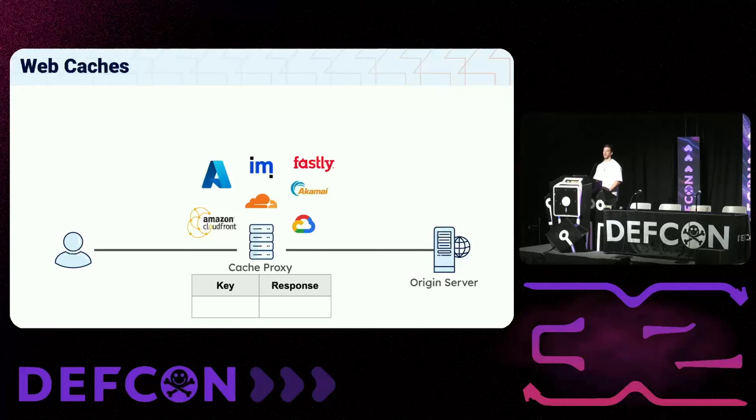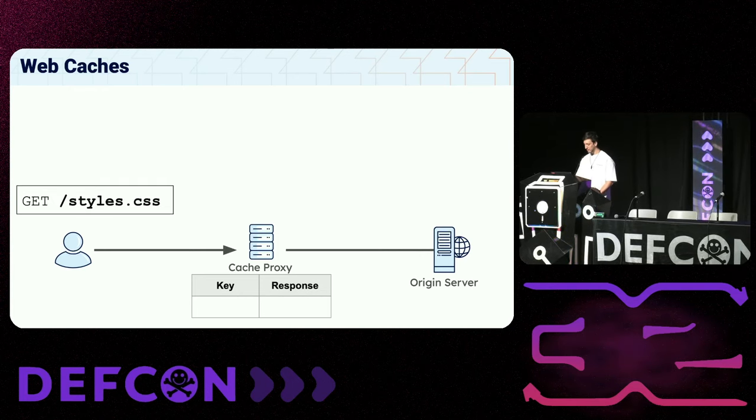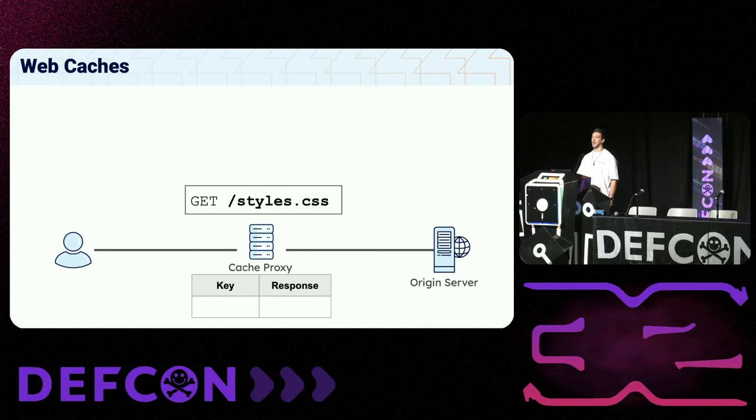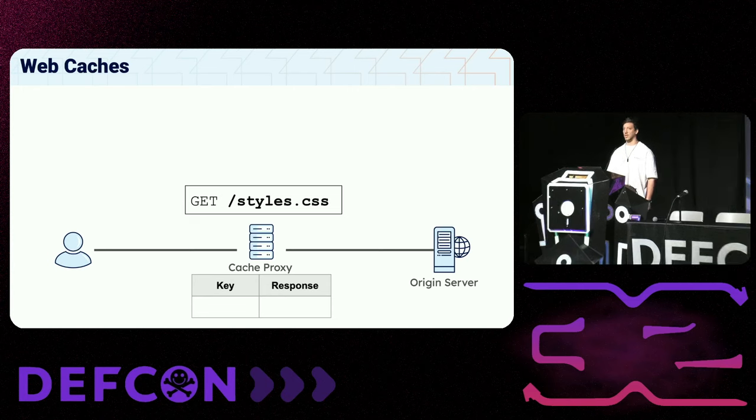Before I start, I want to clarify that all the examples are going to be based on CDNs like Cloudflare, CloudFront, Akamai, but you can use all of these techniques with any web cache proxy or any web cache that you want, even those that are included in the HTTP server. Whenever someone sends a request to a website using a web cache, the first thing that is going to happen is that the cache proxy is going to handle the request and try to generate the response without having to communicate with the origin server.